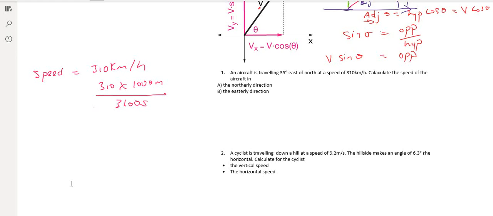So with that being said, we can now simply deduce what the velocity is, or the speed rather.